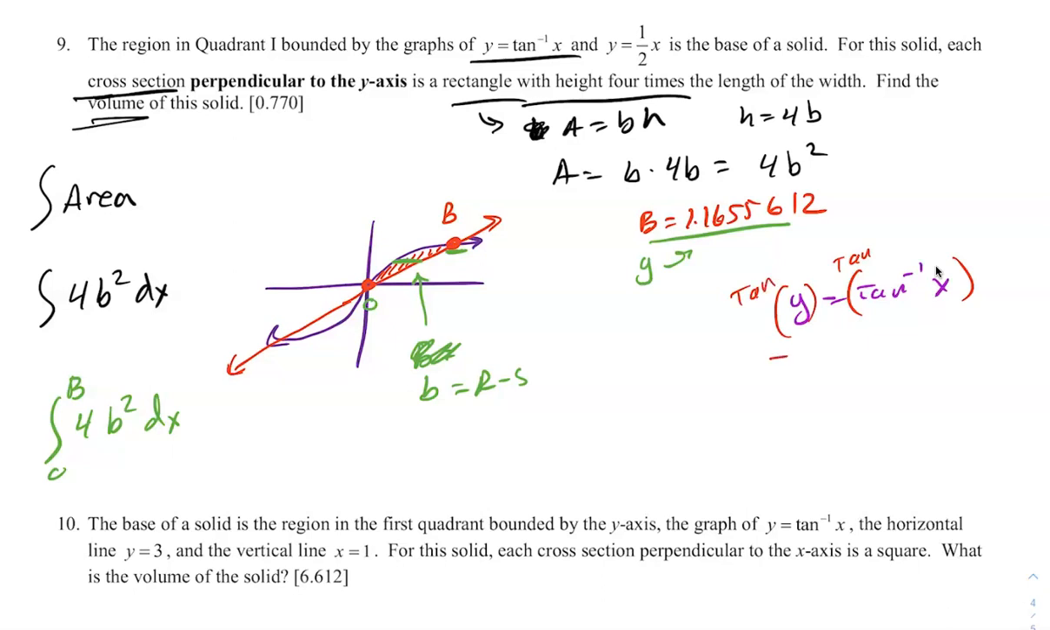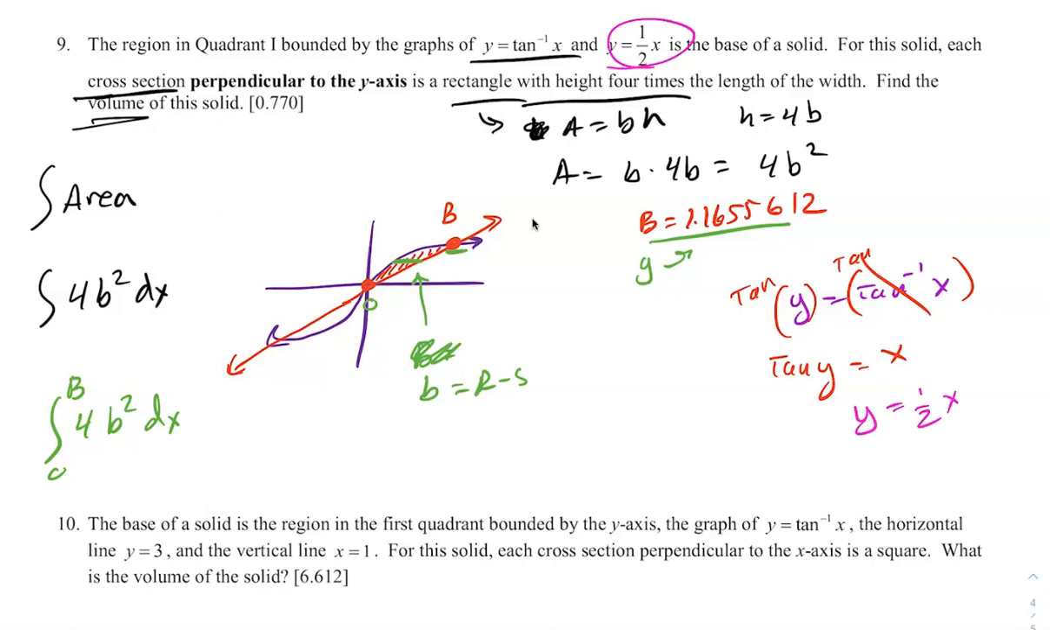You take the tan of both sides, you get tan of y equals, these cancel out, equals x. So that's what the purple line is. That is tan. That actually looks like the left side. And then for the right side, we got to do this one, much simpler.